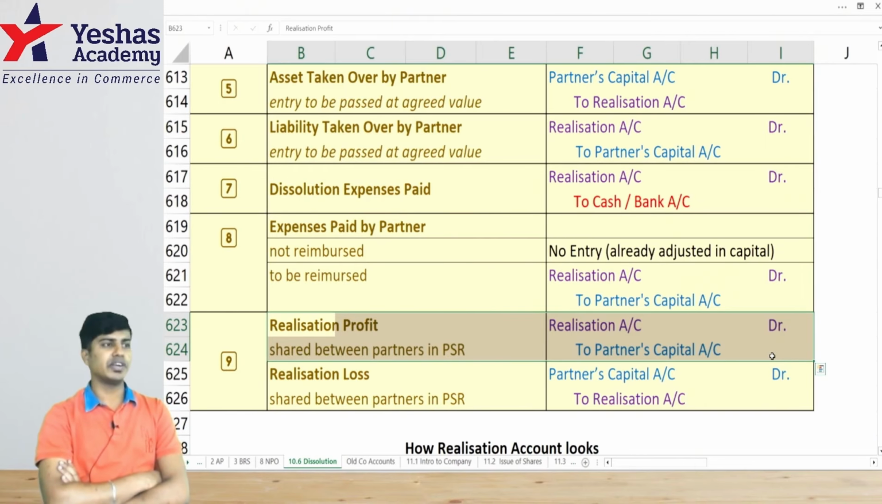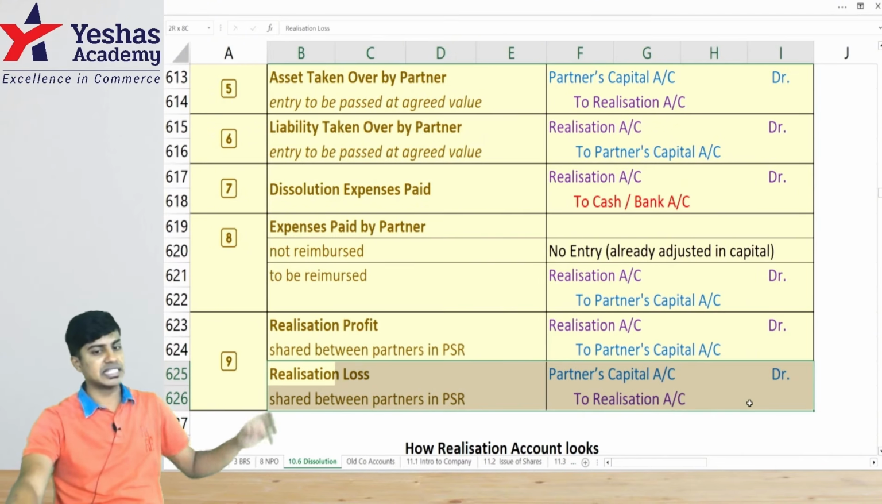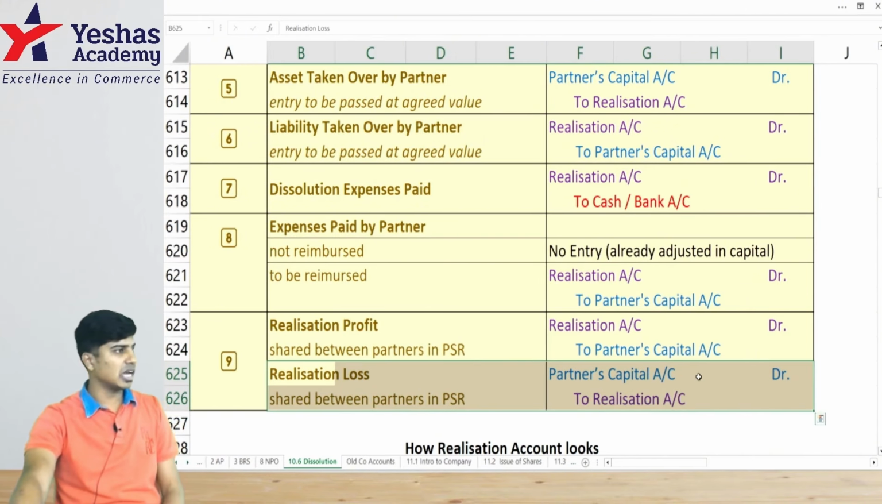What is the entry for profit? Realization account debit to partner's capital. Entry for loss, partner's capital account debit to realization. I hope everybody understood the accounting entries.